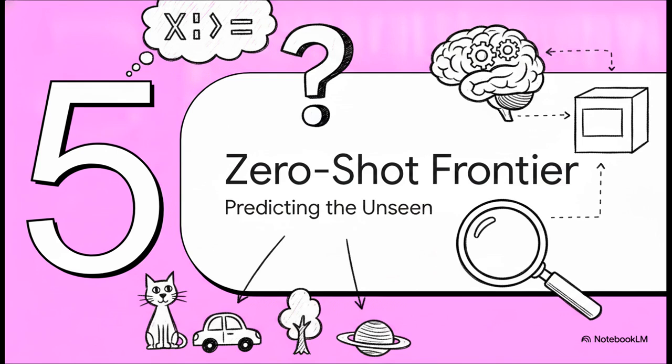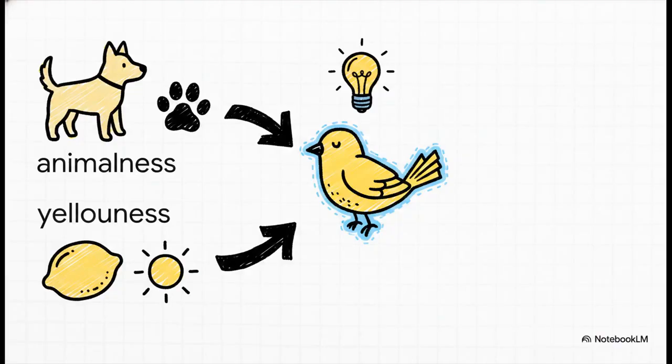And finally, we arrive at Section 5, the zero-shot frontier. This is where things get truly mind-bending. How on earth do we predict labels without any training data for that label at all? Well, zero-shot learning works by mapping abstract features within word embeddings. Imagine a word embedding where the dimensions represent abstract concepts like animalness or yellowness.